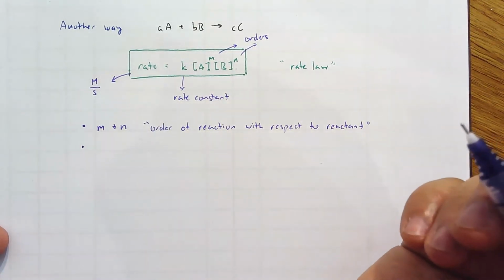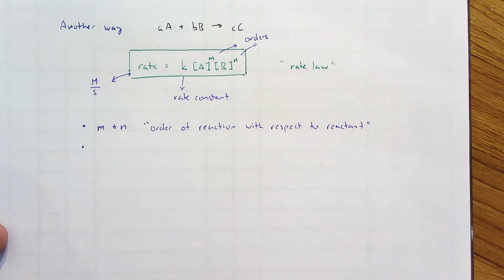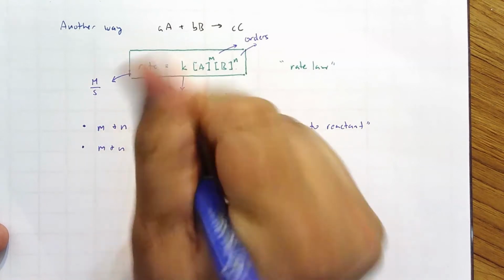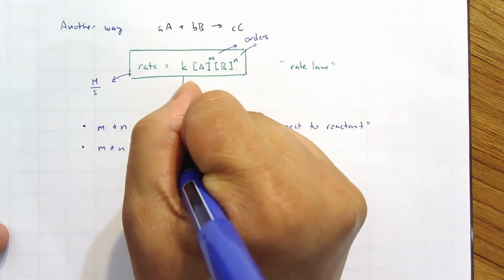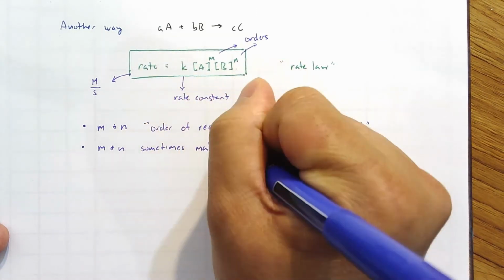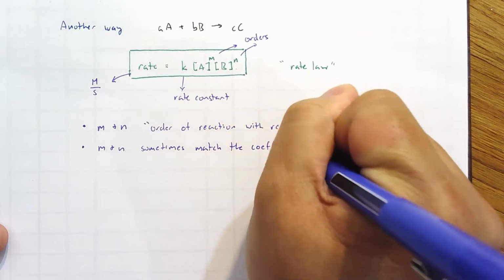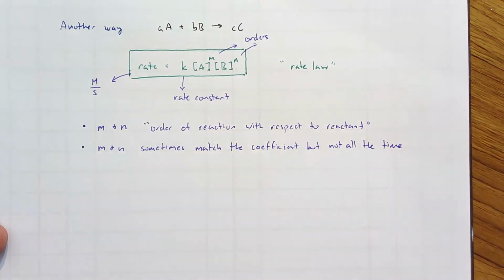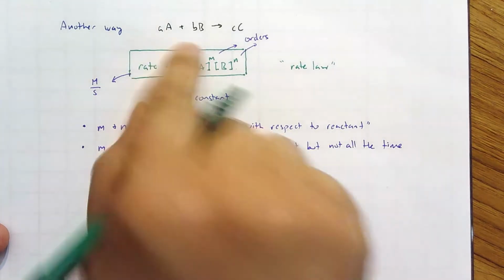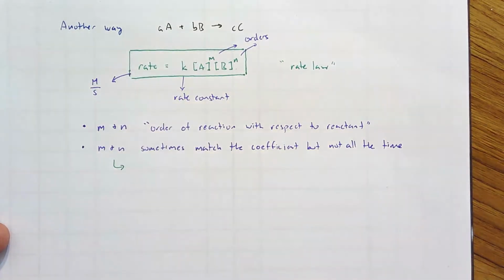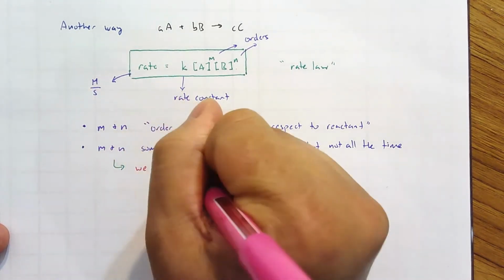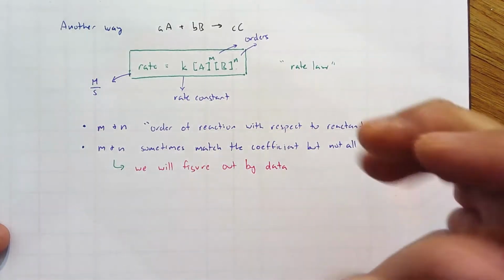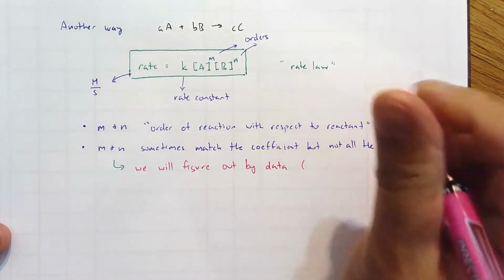The second thing I want to say about m and n is that m and n sometimes match the coefficients, but not all the time. We're going to have to figure this out, not from the coefficients, but from data. So we will figure it out by data. It's called empirical. We're going to use empirical methods to figure out m and n.